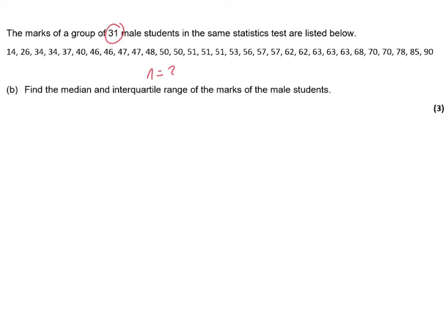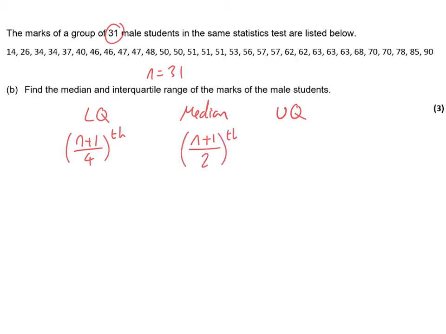Okay, to find the median and interquartile range, we need to find the lower quartile, the upper quartile, and the median. So (n plus 1) divided by 4 gives you the position of the lower quartile, divided by 2 gives you the median, and 3/4 of (n plus 1) gives you the upper quartile position. So let's figure out what positions we're looking for.